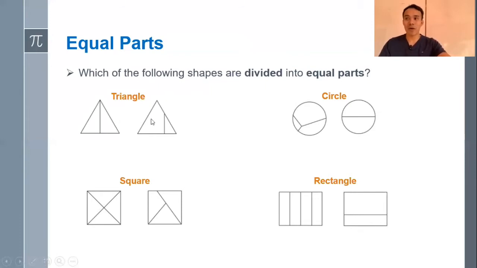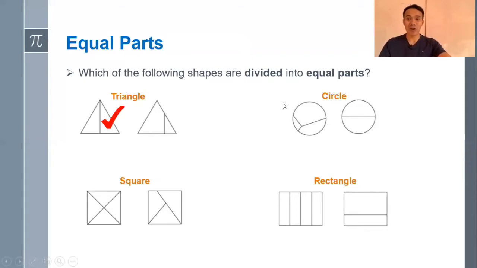Let's start with the triangles. Which of the two triangles do you think is divided into two equal parts? Again, when we say equal parts, the parts should be of the same size. Is it the first triangle or the second triangle? If your answer is the first one, congratulations, you are correct.